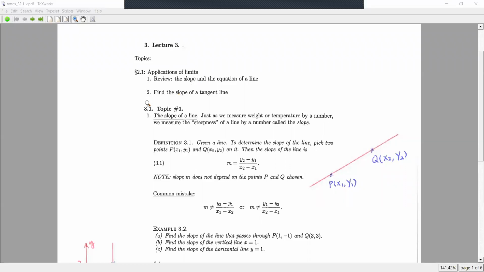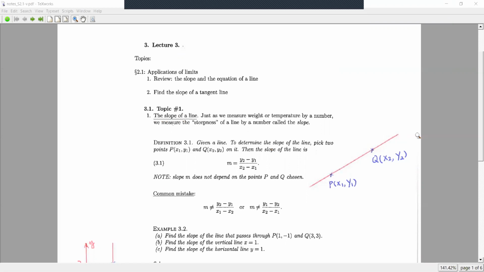Today, two topics. Topic 1, a review of the slope formula and the equation formula of a line. Second topic, use a limit to find the slope of a tangent line. In the next class, I will show you how to use a limit to find the instantaneous velocity of a moving object. Now, topic 1, a review of the slope formula and the equation formula of a line.